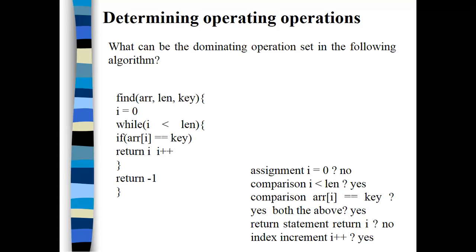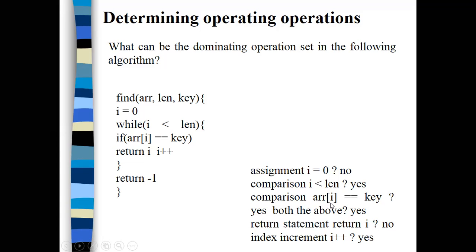Here we have again the same example, the same code, to find a specific key, and we are running a while loop here. So the question is, what will be the dominating operators in this code? The assignment i equals 0, is it dominant? No, because 0 is denoting only one, so it is not representing the whole data or the maximum amount of data. However, in the comparison i smaller than length, yes, because length denotes the whole length, the maximum number of data from the array.